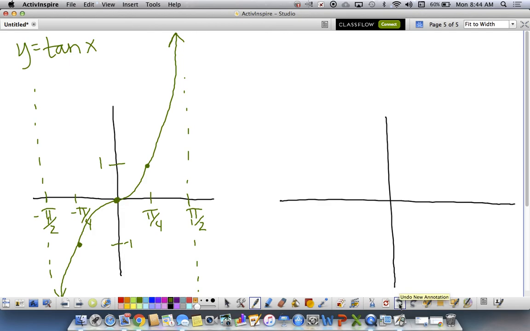So, what is the domain? What is the range? Let's do set. x is the set of all real numbers such that negative pi over 2 is less than x, is it equal to? Absolutely not. No. Less than pi over 2.